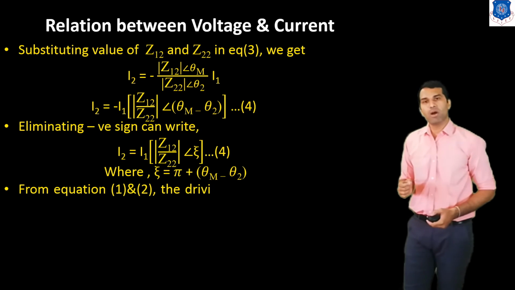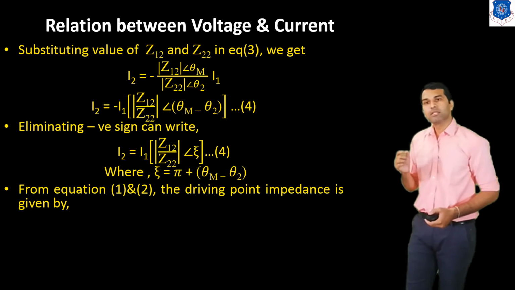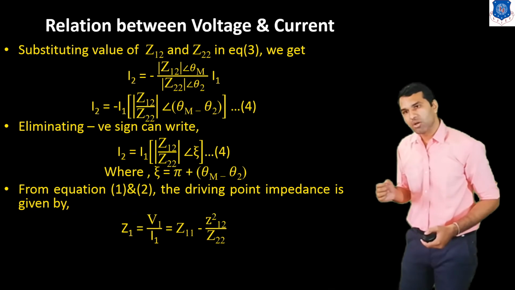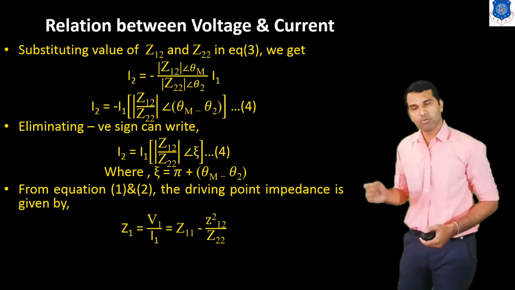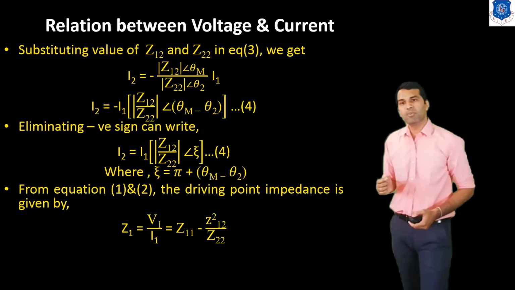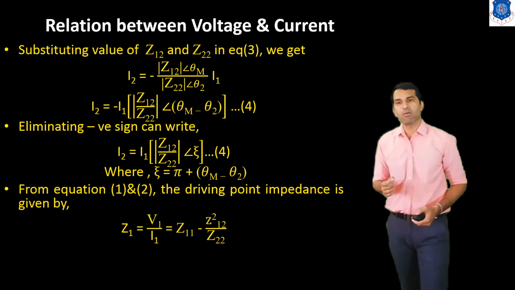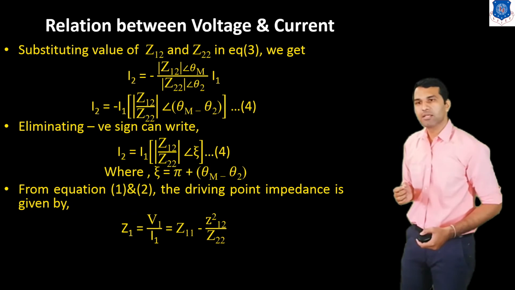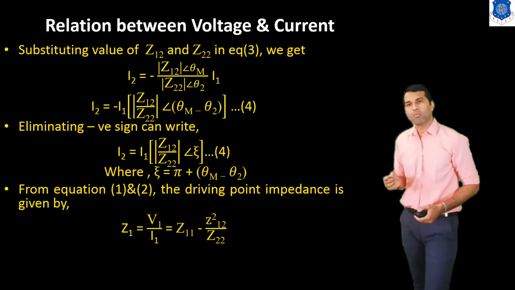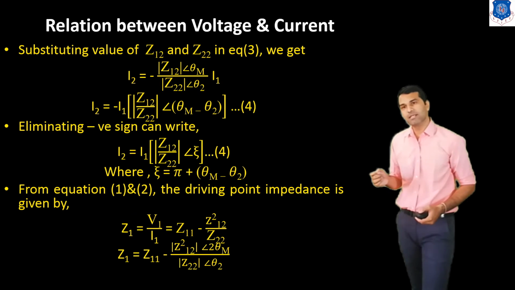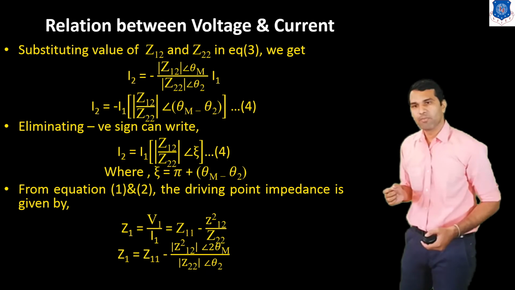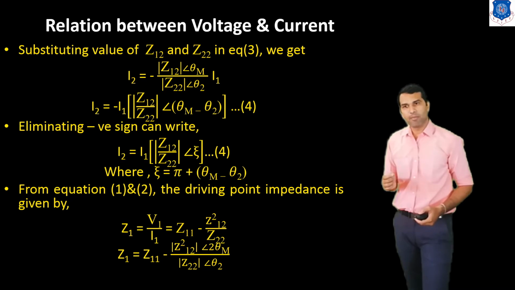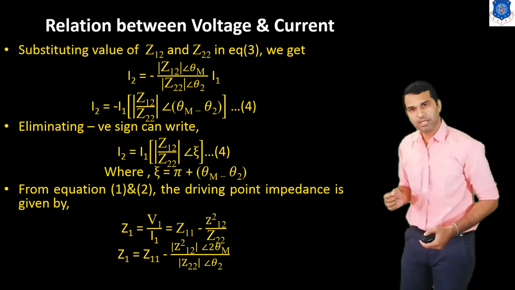From equation number 1 and equation number 2, the driving point impedance is given by Z1 equals V1 upon I1. Now we place the values of Z1 and I1, so we get Z1 equals Z11 minus Z12 square upon Z22. So we can write Z1 equals Z11 minus Z12 square angle 2 theta m upon Z22 angle theta 2.